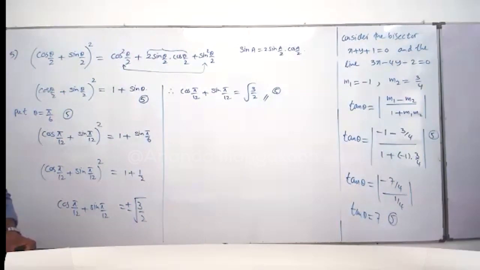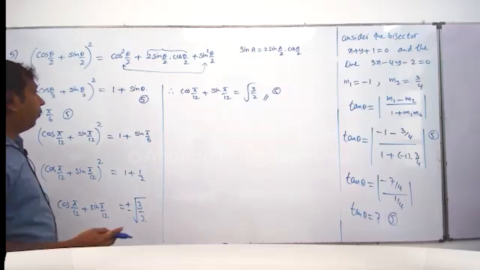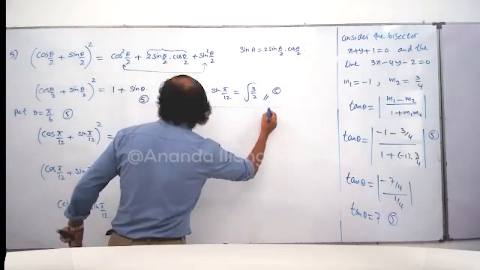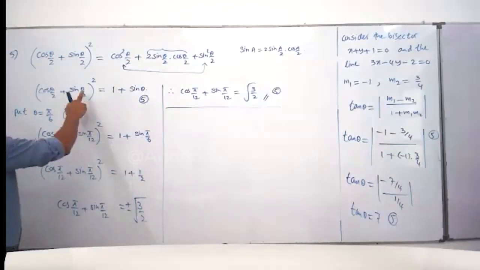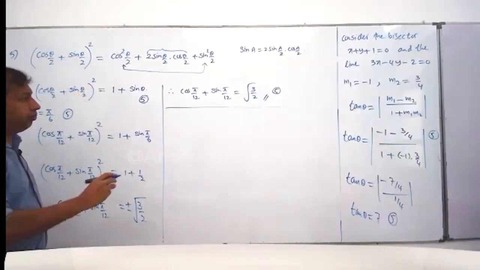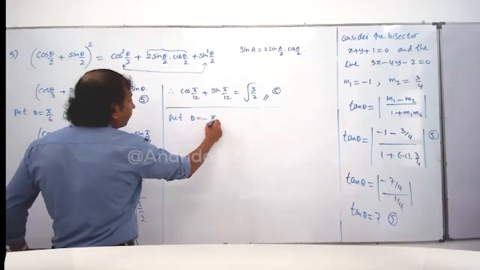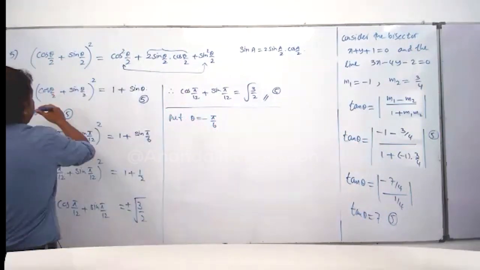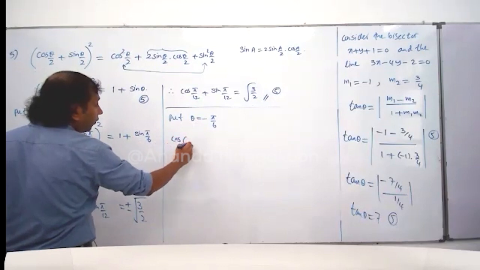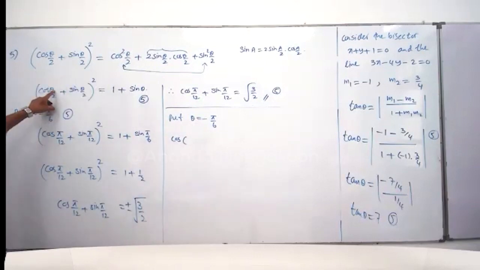Verify and also find the value of cos pi by 12 minus sin pi by 12. Now we put theta here minus pi by 6. Put theta minus pi by 6. Then here cos minus pi by 12 coming.